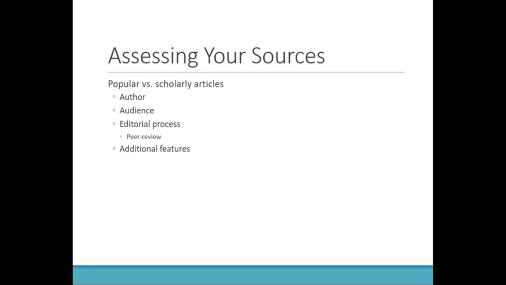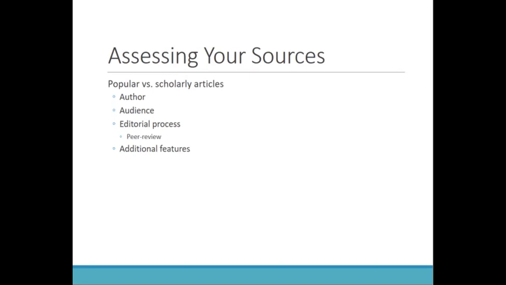The audience is also different, right? In a popular article, the audience is someone who doesn't have any specific knowledge. They're just reading what's interesting to them. As opposed to in a scholarly article, the audience is someone who probably has at least some degree of technical and specific skills. The editorial process is also different. With popular articles, what they're thinking about is what's going to sell the most magazines, what's going to get the most views or the most clicks.